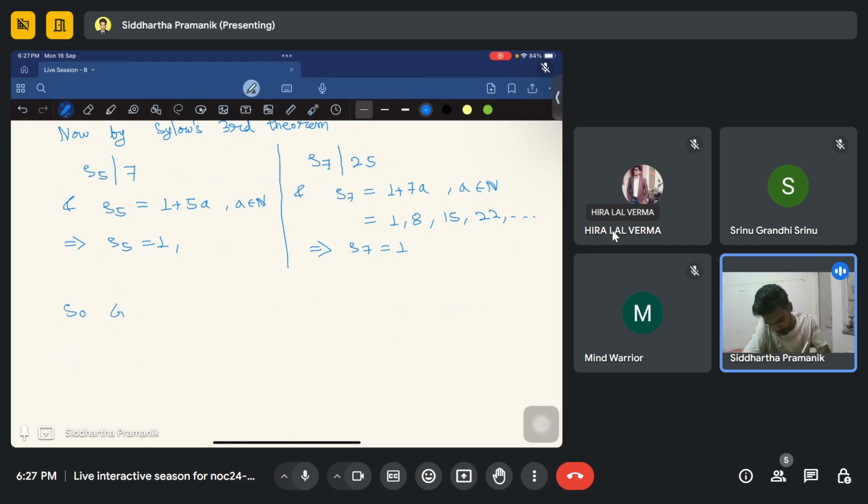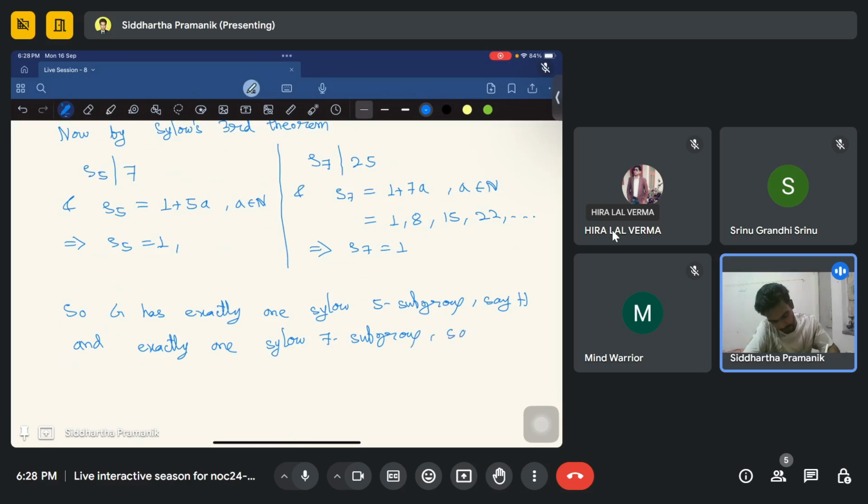So G has exactly one Sylow 5 subgroup, let's say H, and exactly one Sylow 7 subgroup, let's say K. So because these are unique, H and K are normal subgroups.